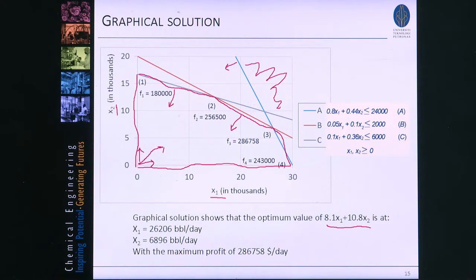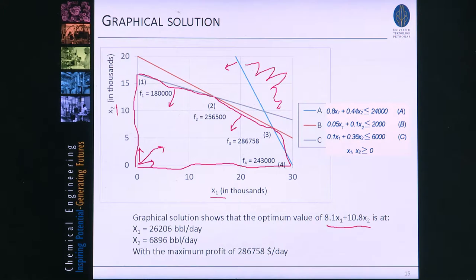So the further we are away from the 0, 0 point, the more we maximize the objective function. So let's see if we encounter this point, point one, which is x1 equals 0, x2 is about 15, 16, something close to 17 thousand. We plug these numbers into the objective function, and we get 180,000 for the objective function.